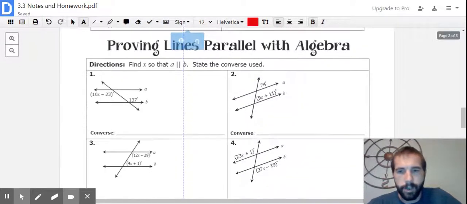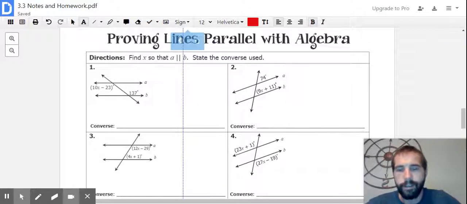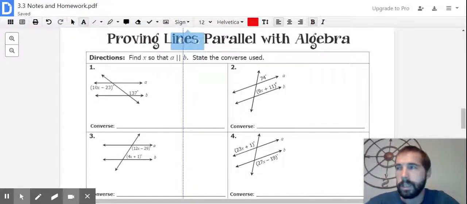All right, last thing that we're going to do is we have 4 questions here. We're going to find the value of x so that line A and B are parallel to each other. Okay, so this is just worded a little bit differently. It's basically the same task that we're doing here as we did in the previous section. We are trying to find x so that the lines are parallel.